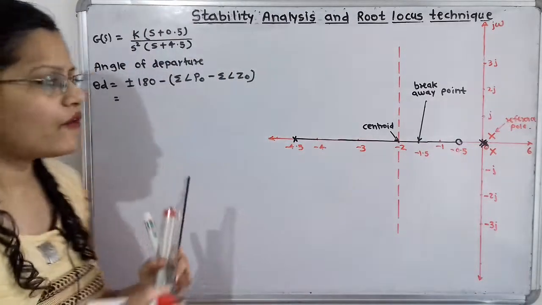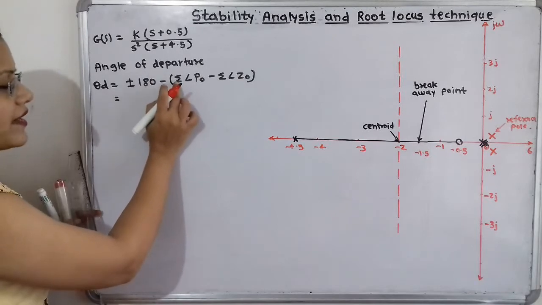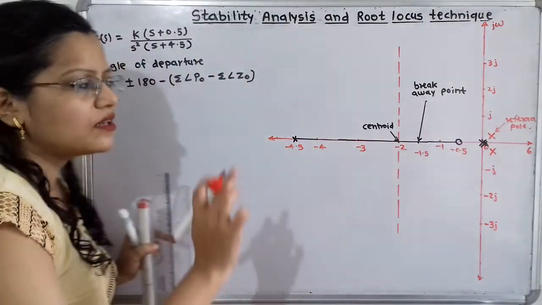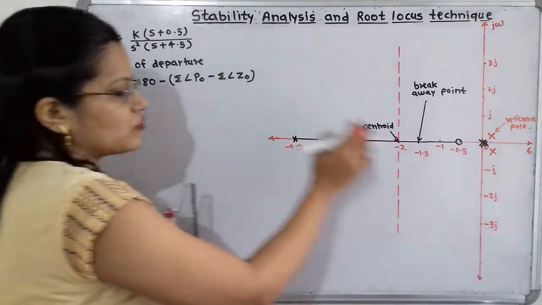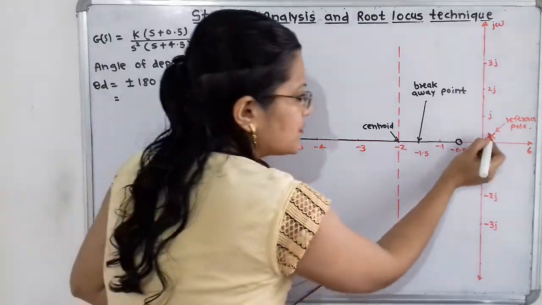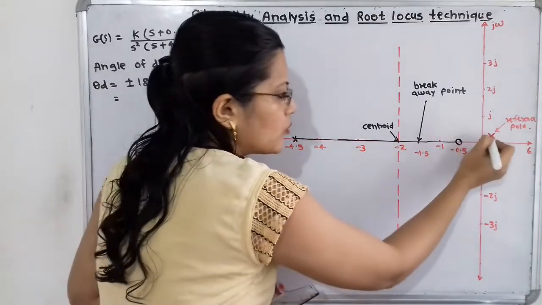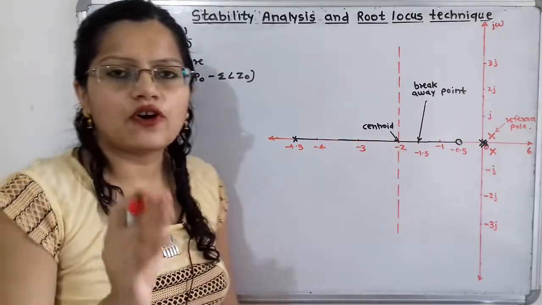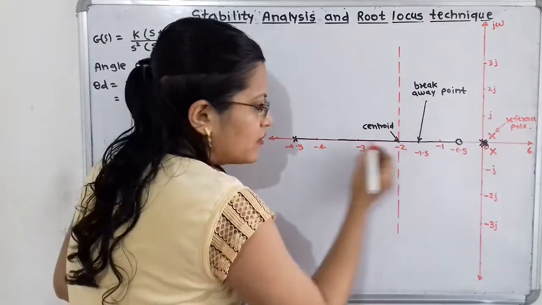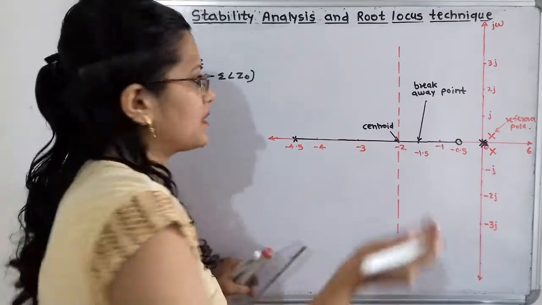Now we will apply the formula. So theta d is equal to plus minus 180 minus, in the bracket, summation of angle of poles made with respect to reference pole minus summation of angle of zeros made with respect to reference pole. Now if we observe, here is very slight displacement. Now here is one pole. If I connect this pole towards this, the angle is approximately 0. So if I join these two poles, then this is very small angle from this real axis. So we will take here angle that is approximately equal to 0.